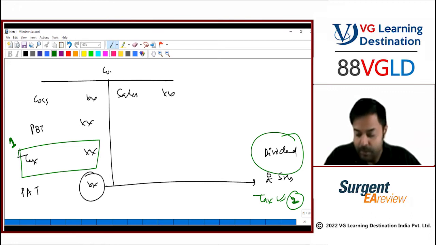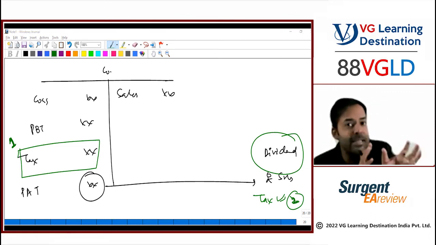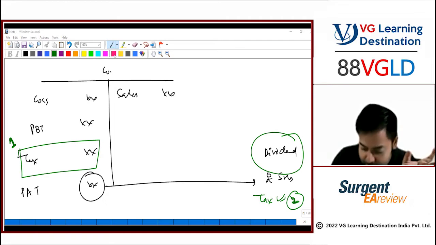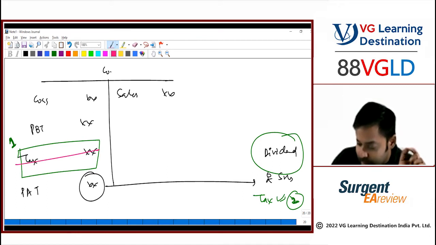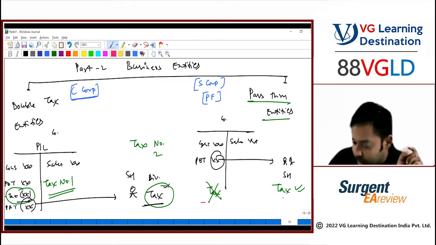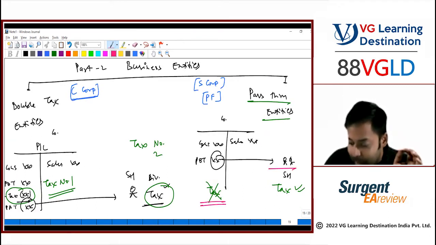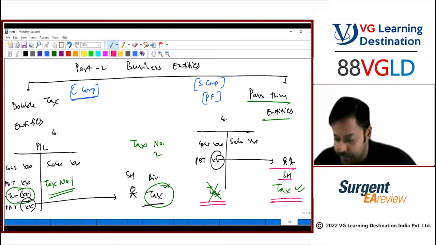But if I talk about the S corporation, in this case there is no tax at the company level. In the S corporation, in the pass-through entity, there is no tax here and no tax here. Everything is passed on to the shareholder, and the shareholder pays the tax on it. Are we okay?